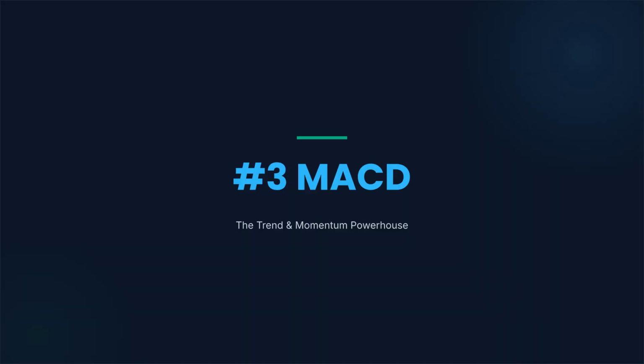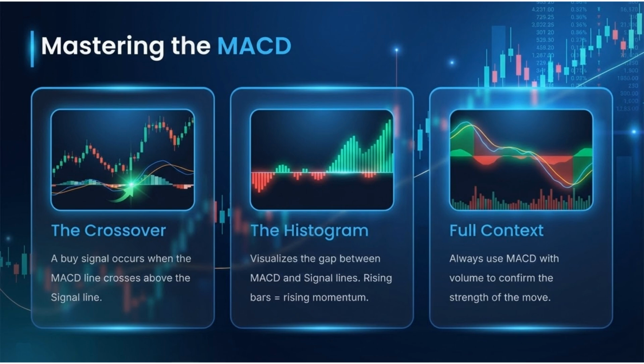Our third essential indicator is the MACD, which is a powerful combination of trend and momentum analysis. Mastering the MACD involves watching for the crossover, which signals a buy when the MACD line crosses above the signal line. The histogram visualizes momentum, and for full context, always use MACD with volume.